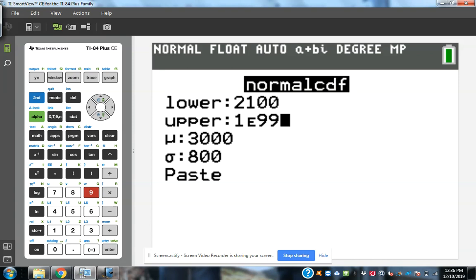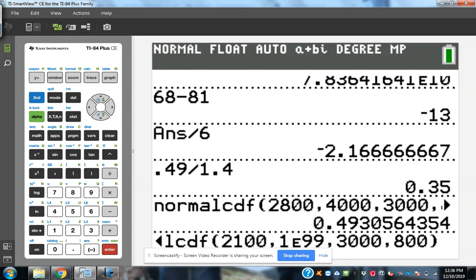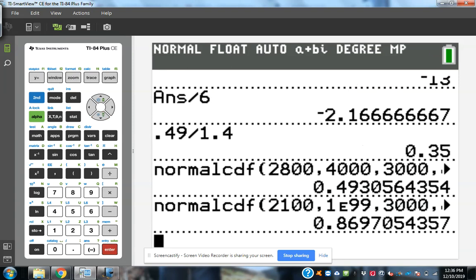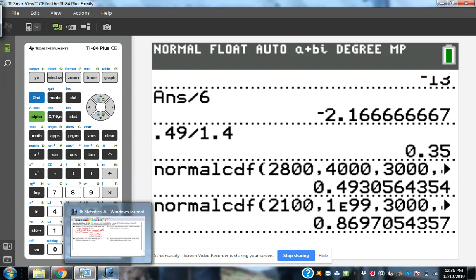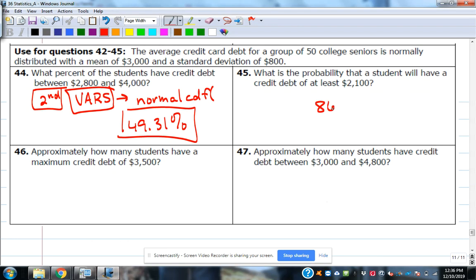Okay? And then our mean and our standard deviation are the same, so we're not changing those. And we hit enter, and it gives us the percentage, or probability, they're the same thing, that someone would have at least a $2,100 debt. 86.97%. I hope that's not the case for you guys when you go to college. Bad news.